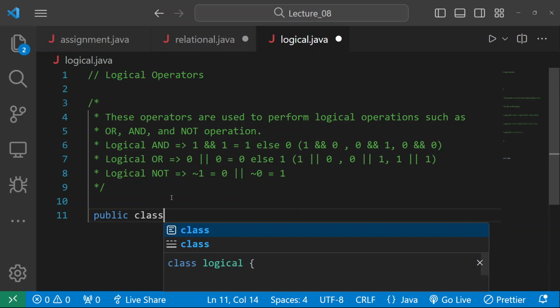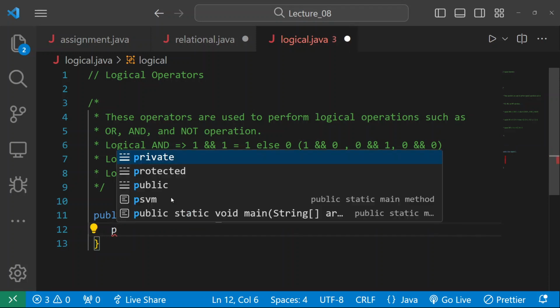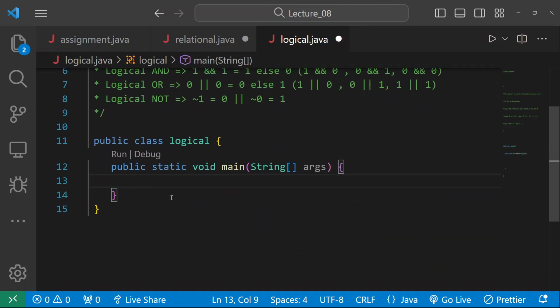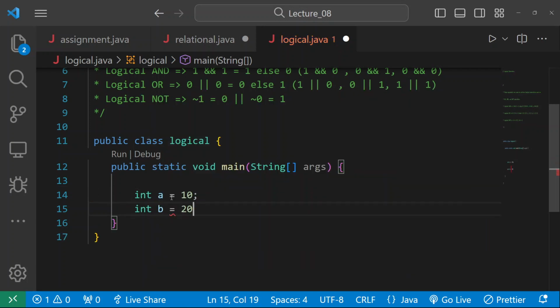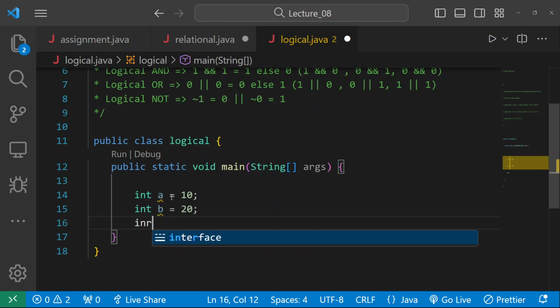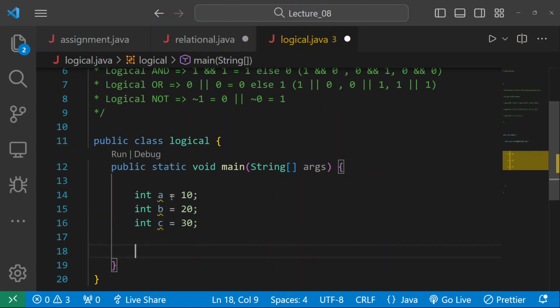Let me write now. Public class Logical. I will be explaining all this through a very good code, so you can remember how we can represent it in code. Let me take three variables this time. I always take two, now let me take three. b equal to 20. I will explain with conditions as well, so you will also get an idea of relational operators side by side.